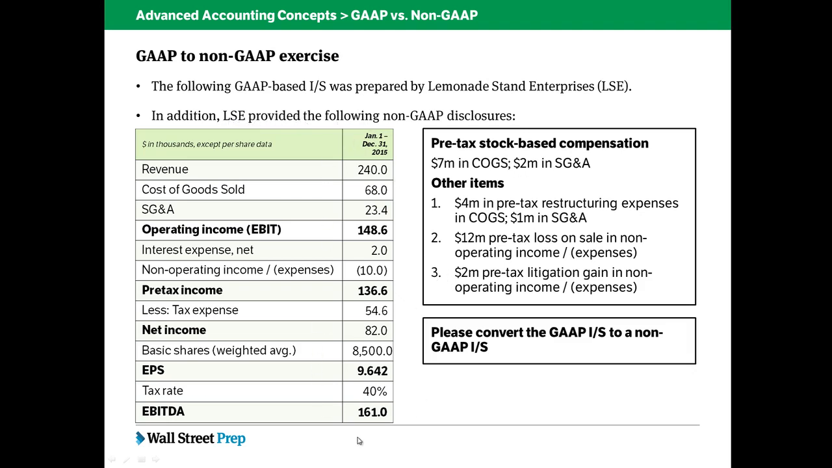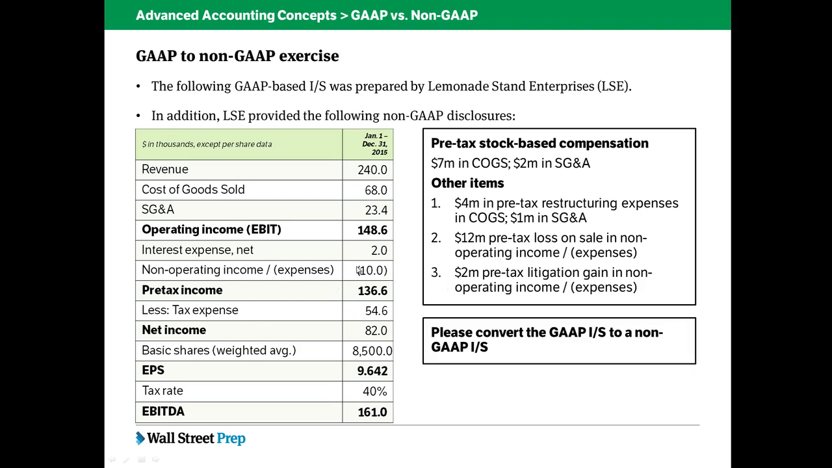So not only do we have this income statement here, we also have disclosures that there is about $7 million in stock-based compensation in cost of goods sold. There's $2 million in SG&A. In addition, there are pre-tax restructuring expenses in cost of goods sold and SG&A as illustrated, $4 million in COGS, $1 million in SG&A. There is also a $12 million pre-tax loss on sale in non-operating income.